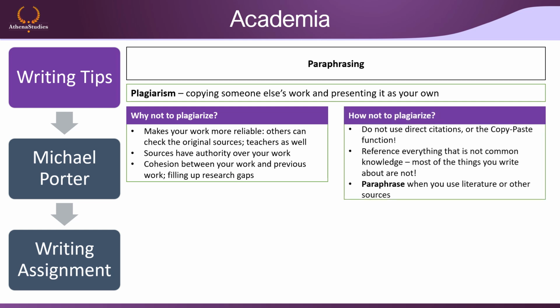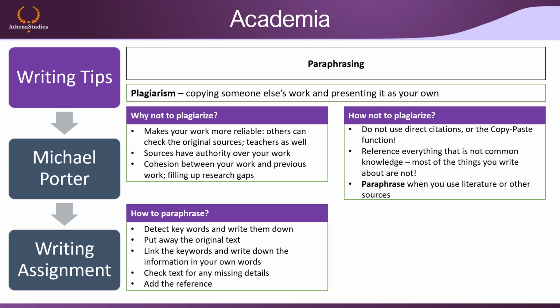You can avoid plagiarizing if you do not use direct citations. So you shouldn't use, by any means, the copy-paste function. Be sure that everything you use is in your own words. Reference everything that is not common knowledge, and keep in mind that this is almost everything you write about, because common knowledge deals with things like the weather. It's really something that you know from personal experience. When you write about Porter's forces, it's not something that's going to be on top of your brain, so you need to reference it every time you use his name. And in order to avoid plagiarism, you can paraphrase the literature or other sources you are using.